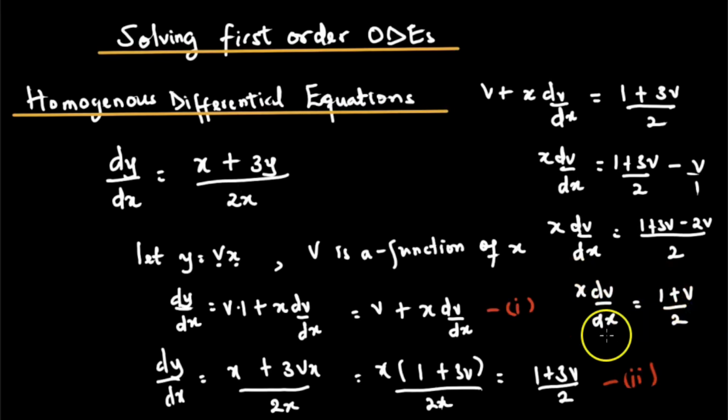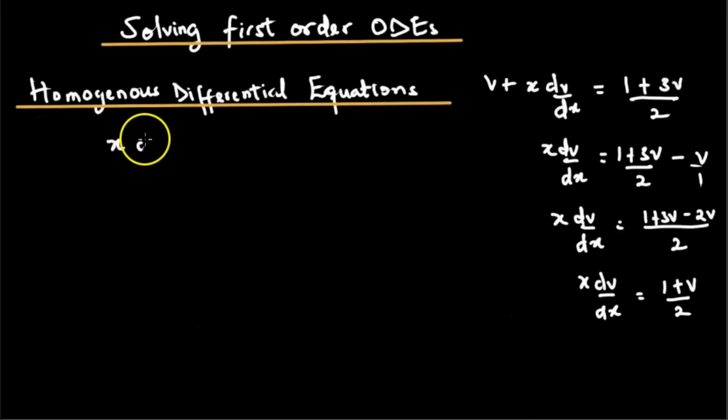Now that we have simplified it to this point, we have dv, we have dx, we have variable v, we have variable x. We can use separation of variables. The goal here in making y equal vx was to simplify dy dx in such a way that we can use separation of variables. So now let's use separation of variables.